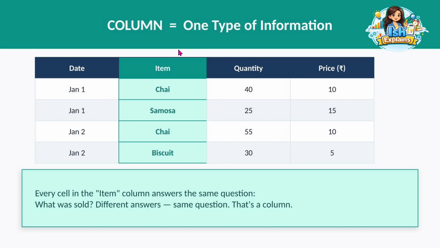Now look at this column, the item column. Chai, samosa, biscuit, chai. Every single cell in this column is answering the same question. What was sold? Different answers, but the same question every time. So that is what a column does. A column is one category of information going from top to bottom. In the data world, a column is called a field.